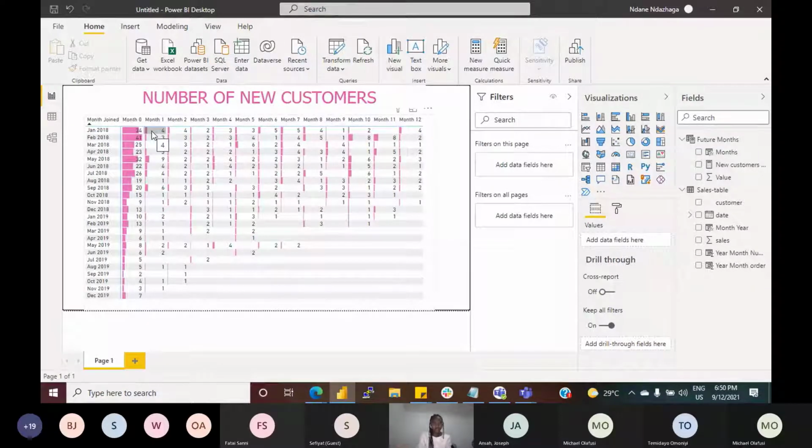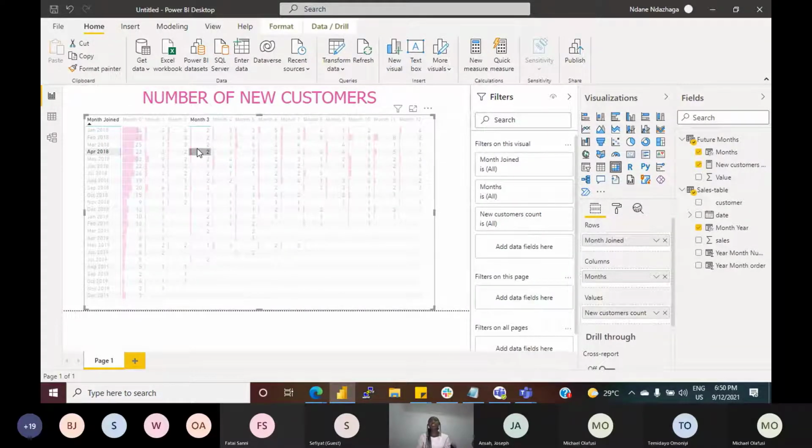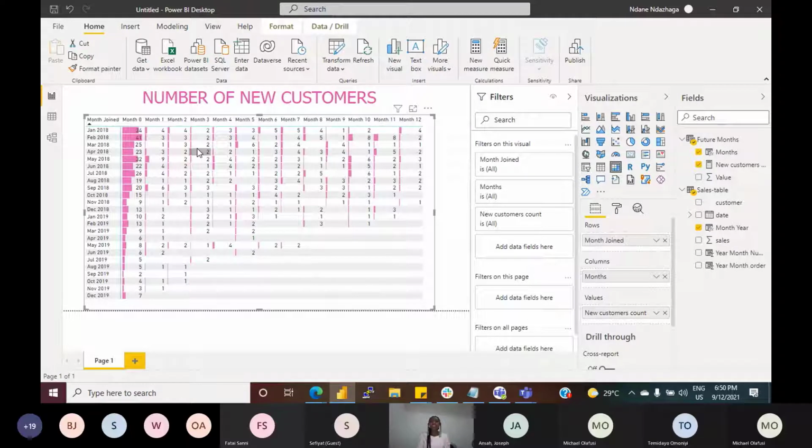So you're seeing the rate at which you're losing customers. You're seeing the rate at which you're getting new customers, and you're seeing the rate at which the number of people that actually stay to use your service. Is that clear?